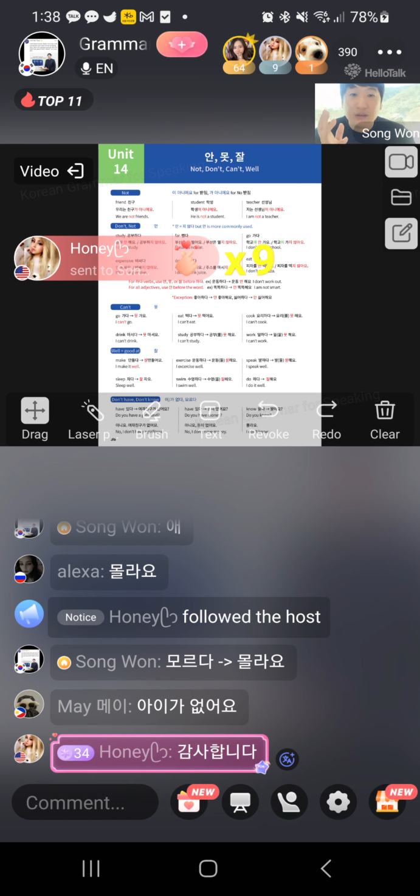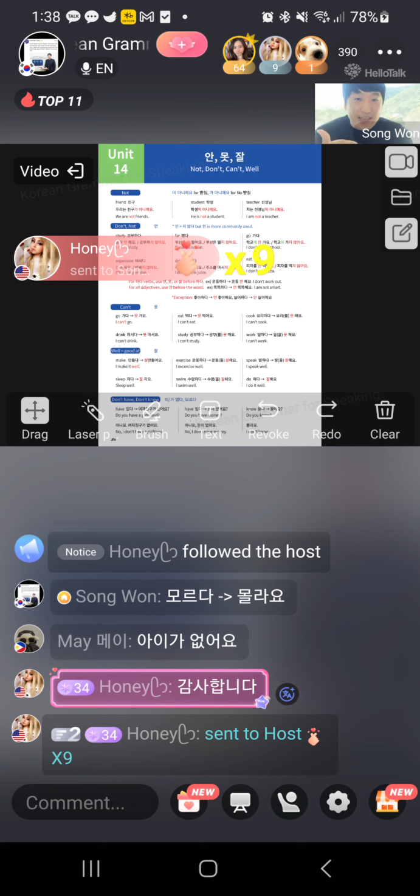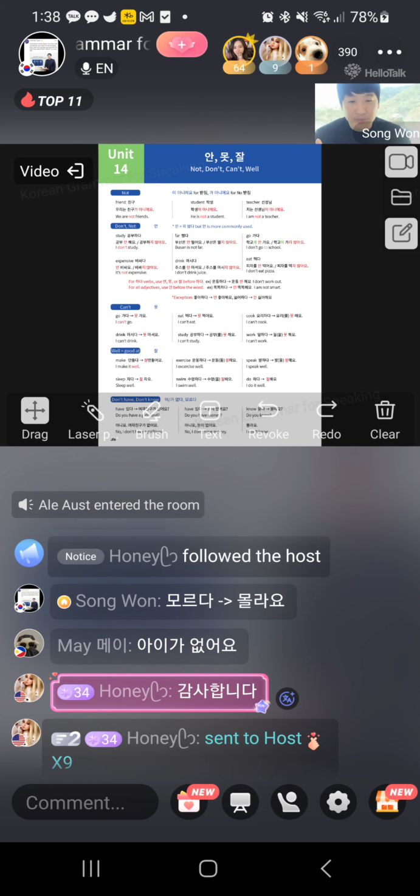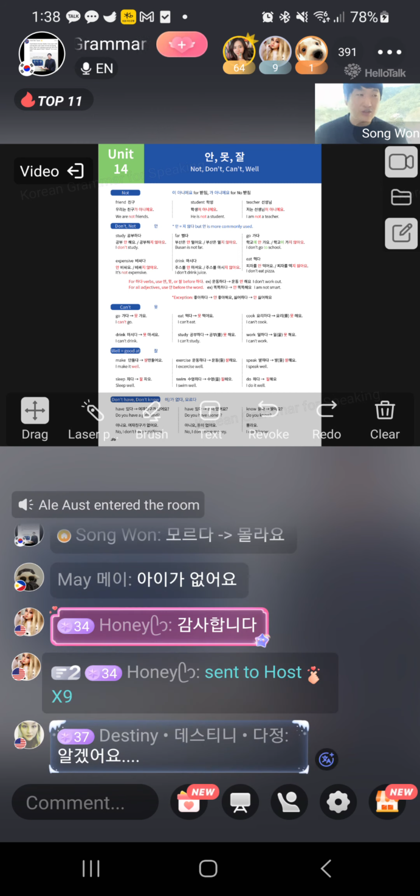So remember, we have to stack the grammar that we've been studying. So make sure you practice this 안, 못, 잘 with formal as well. So to study that, so to practice that, use some sort of role playing.